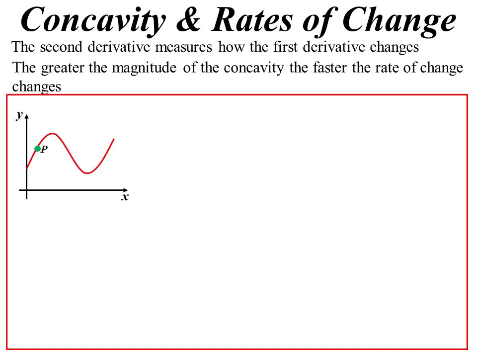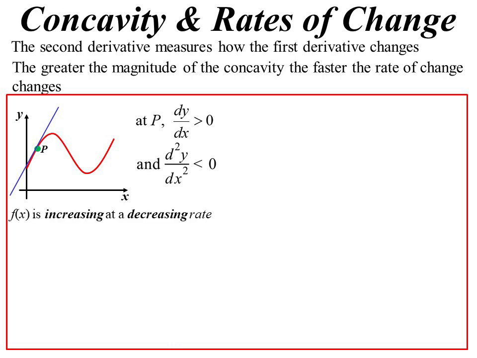There's P. What can I tell about the particle and what it's doing at P? Well, at that point, I know the first derivative is greater than 0. So I know it's increasing. The second derivative is less than 0. So the rate of change is decreasing because its derivative is negative. So that function is increasing at a decreasing rate.